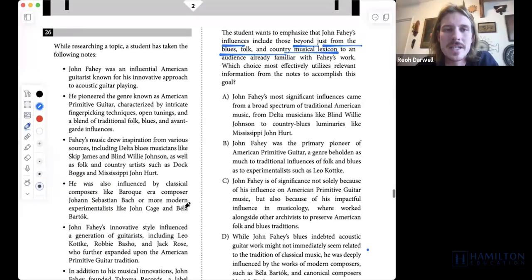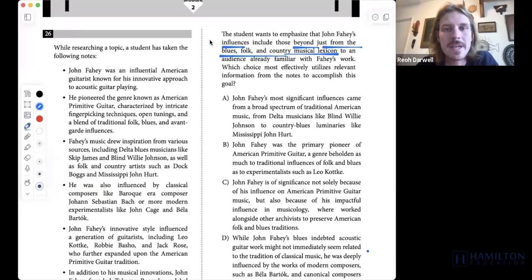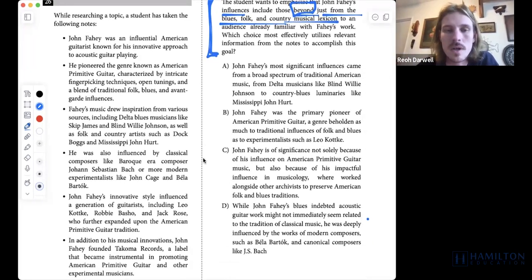All right, so for 26, we have a rhetorical synthesis question. That means the most important thing we're reading here is the question itself. So when we look at the question, we see that we want to emphasize not just the blues, folk, and country influences. We want to include what's beyond that. So what is the beyond, quote unquote, for this?